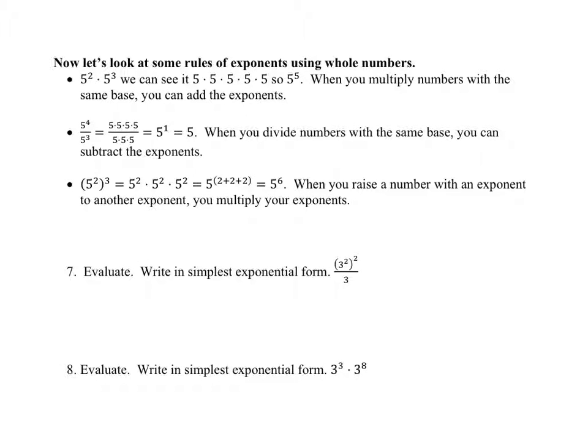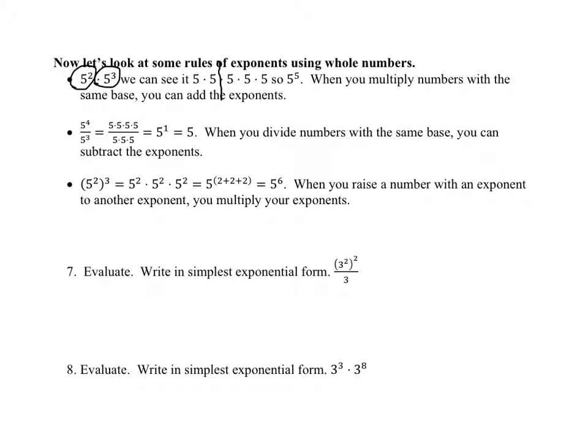Now, we're going to look at some rules of exponents using whole numbers. So, we're going to look at rules for multiplying and dividing whole number exponents for right now. So here we have 5 squared times 5 to the 3rd. Well, that means 5 times 5 is 5 squared. 5 times 5 times 5 is 5 to the third, so we really have a total of 5 5s multiplied together, so 5 to the fifth. So when you multiply numbers with the same base, you can add the exponents.